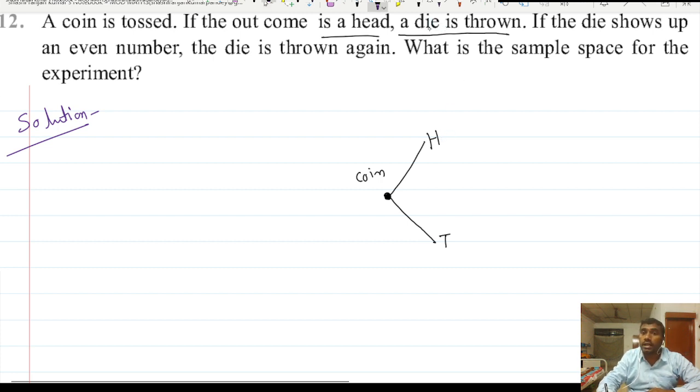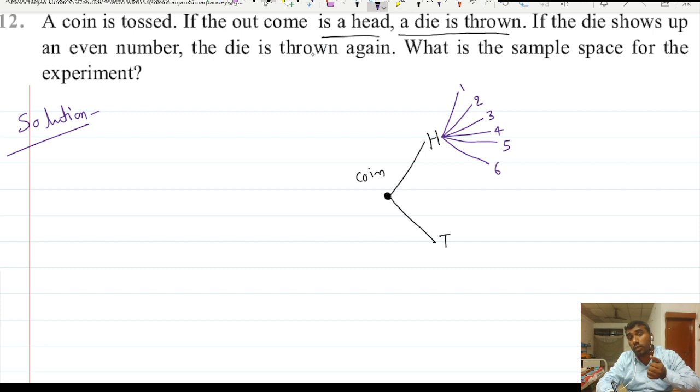So when we are throwing a die, how many total outcomes are there? Total 6 possible outcomes: 1, 2, 3, 4, 5, or 6. So these are the total possible outcomes when we are throwing a die. We are discussing this case, that if we have tossed a coin and we get the head, we have to throw a die also.